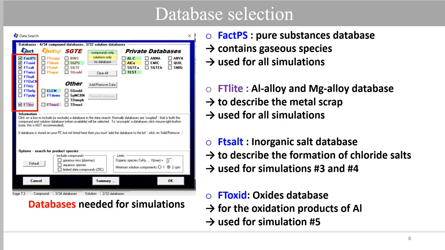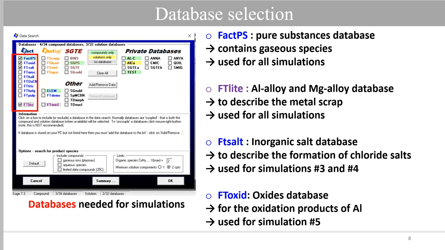The databases that we need to select are FactPS, which is the pure substance database and contains all the gaseous species; and FT-Lite, which is used for the aluminum alloy and magnesium alloy database, and it is used to describe the scrap. Both databases will be used for all simulations.